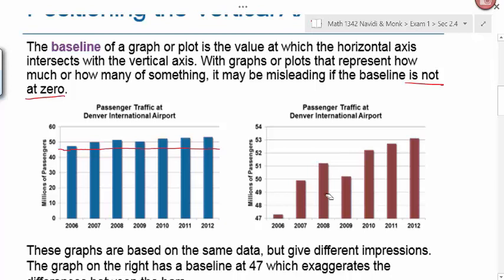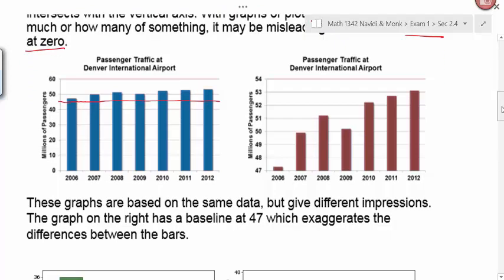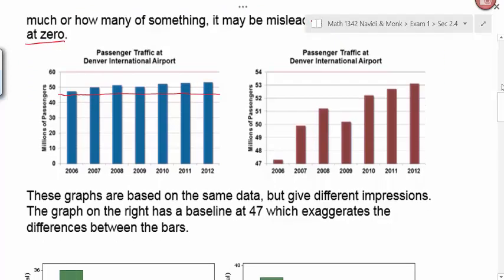Both of these graphs actually represent the same information, but because our baseline doesn't start at 0, over here it starts at 47, we've exaggerated the differences here by stretching out this vertical distance on the bars. These graphs are based on the same data but give different impressions. The graph on the right has a baseline at 47, which exaggerates the differences between bars.